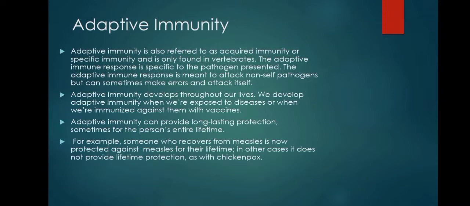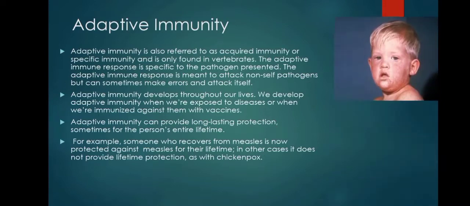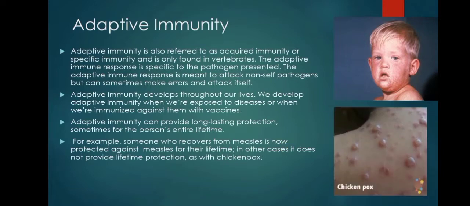We develop adaptive immunity when we're exposed to diseases or when we're immunized against them with vaccines. And also, adaptive immunity can provide long-lasting protection, sometimes for the person's entire lifetime. For example, someone who recovers from measles is now protected against measles for their lifetime. In other cases, it does not provide lifetime protection, as with chickenpox.